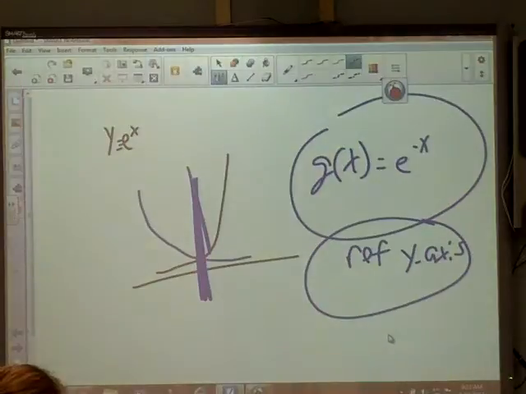So if it was a reflection over the x, you'd have a negative e to the x? Yes. Would you put the e and x in parentheses? On the one that Kylie was talking about? You could, but it wouldn't matter.